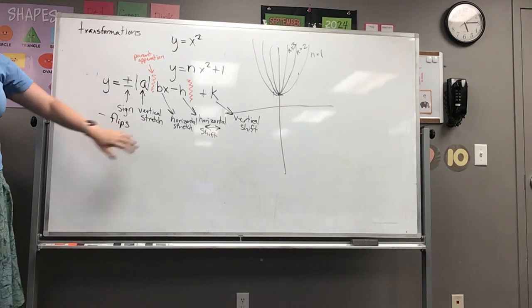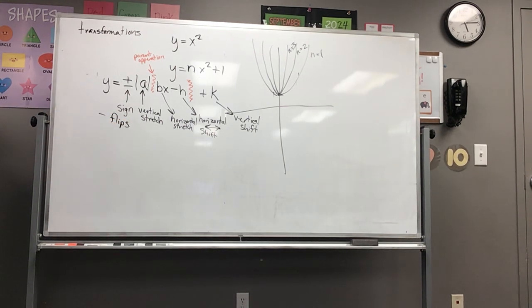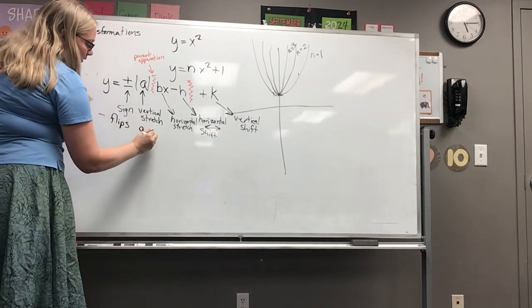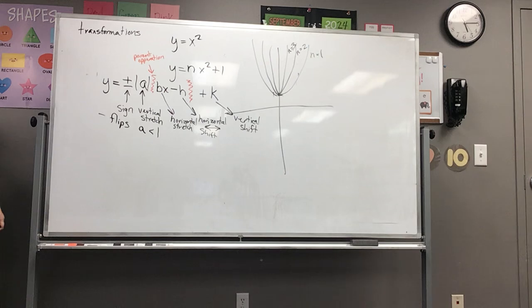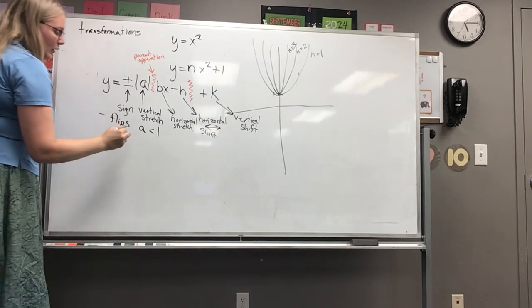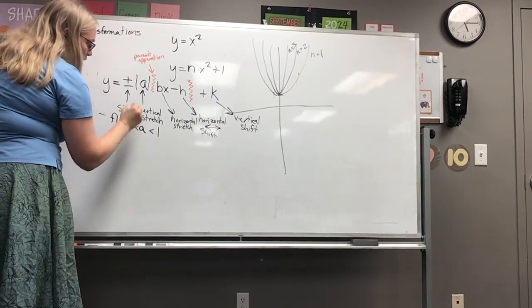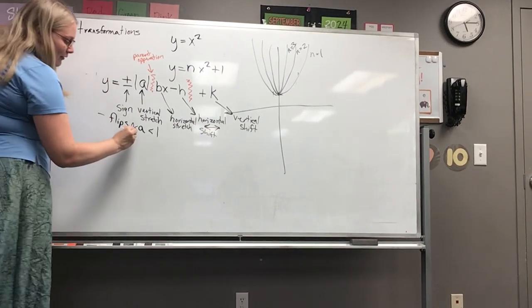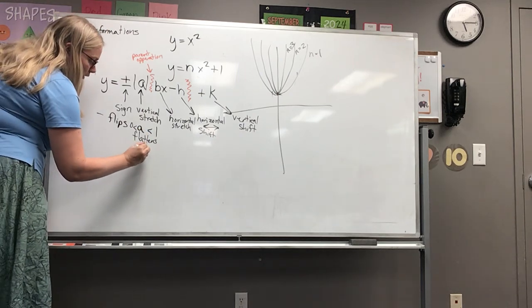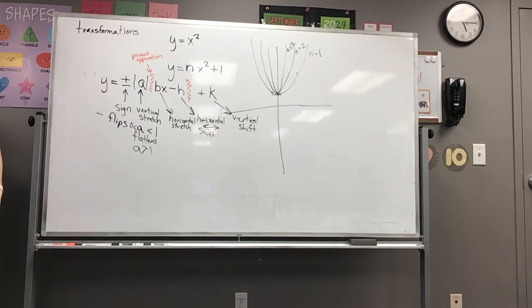So, vertical stretch. If it's 1, the default, there's no change. But if our A is less than 1, what happens? It compresses. It flattens down. It makes it grow less quickly or shrink less quickly. It swishes it down. So A less than 1, but still greater than 0, because we already take care of the sign over here, it flattens. And if it was greater than 1, it stretches.